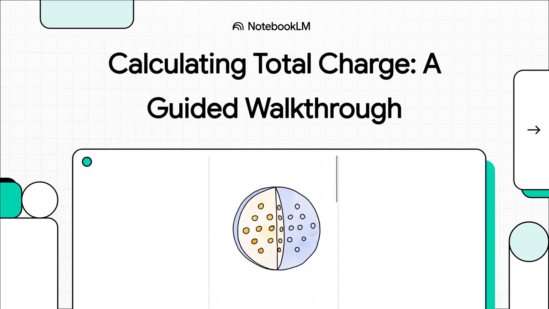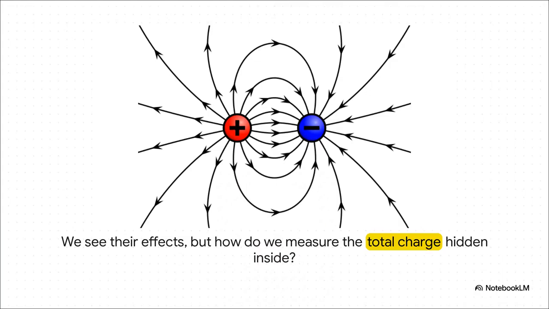All right, welcome. Today we're going to jump into a really fundamental skill in electromagnetism. How do you figure out the total charge that's hiding inside an object, especially when that charge is spread all unevenly? We see the effects of electric charges all around us. I mean, look at this incredible image of a dipole field. But the real question is, how much charge is actually in there creating that field?